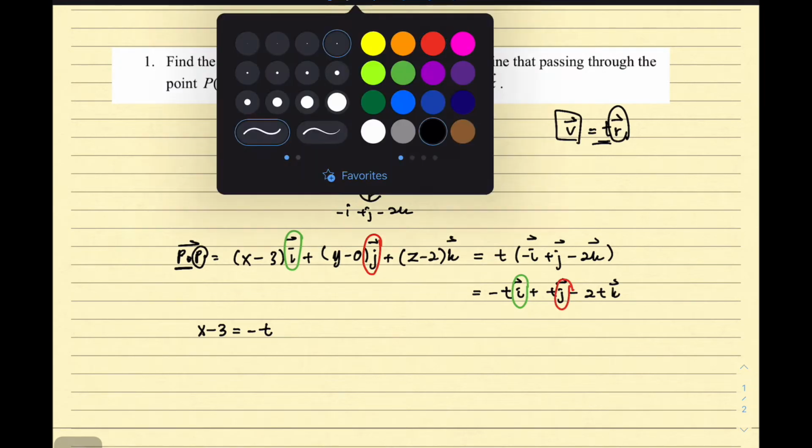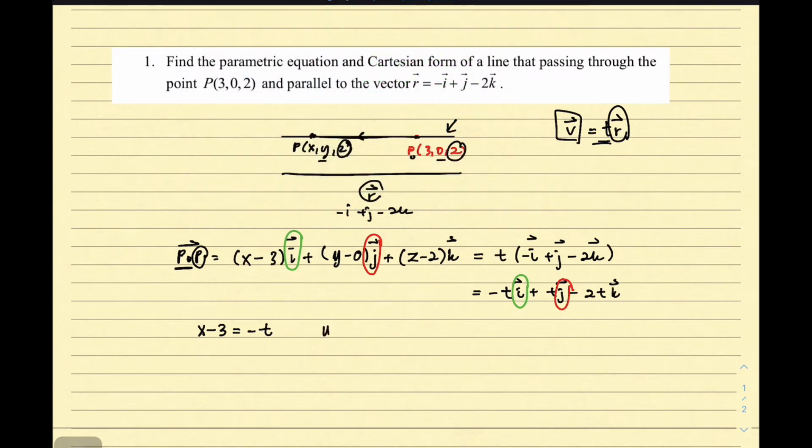Okay, so apa yang awak ada dekat sini adalah Y minus 0 is Y. So Y is equal to T. Okay, and the third one is for K. You compare dengan the K on the right side. So apa yang awak ada adalah Z minus 2 is equal to negative 2T. Kita kena ambil sekali dia punya sign, negative 2T. Okay, class. So now, macam mana kita nak dapatkan parametric equation?